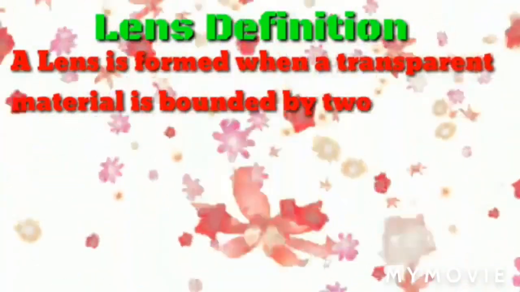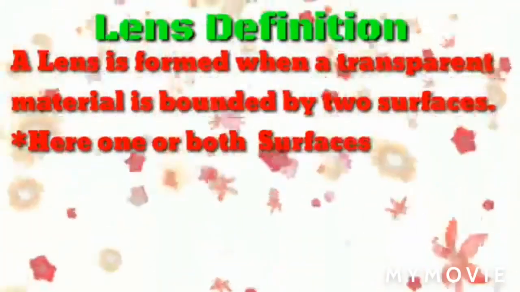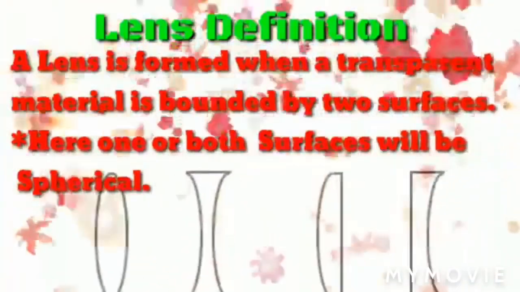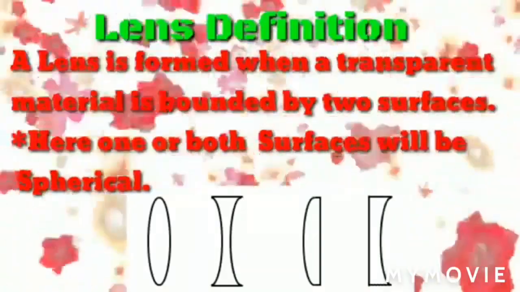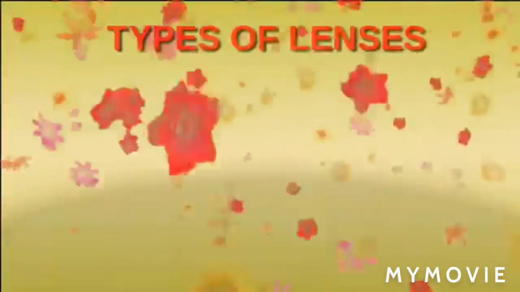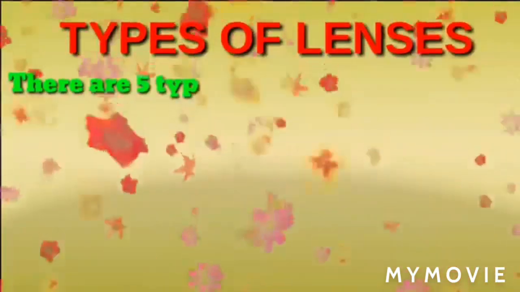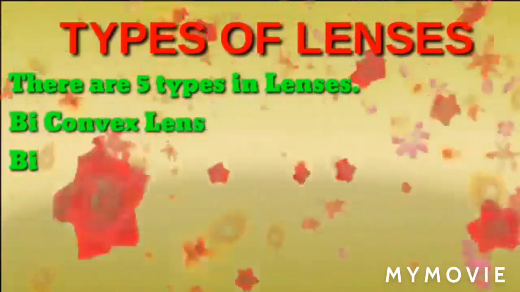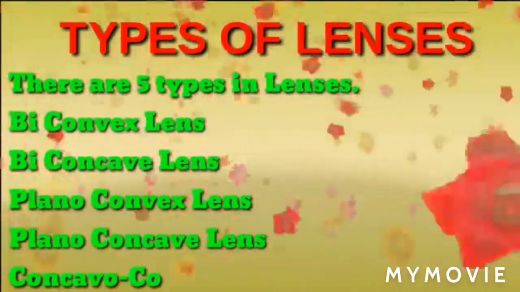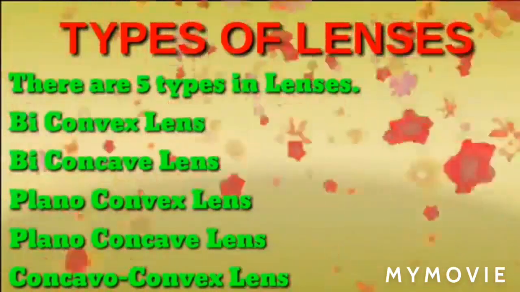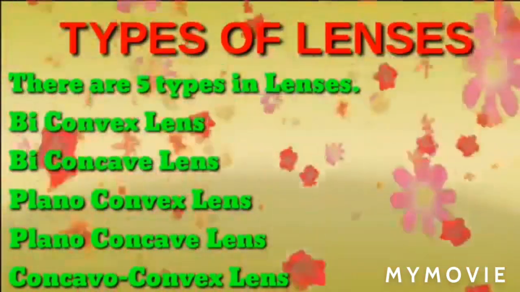Lens definition. A lens is formed when a transparent material is bounded by two surfaces. Here, one or both surfaces will be spherical. Types of lenses. There are 5 types of lenses. They are biconvex lens, biconcave lens, plano-convex lens, plano-concave lens, and concavo-convex lens.